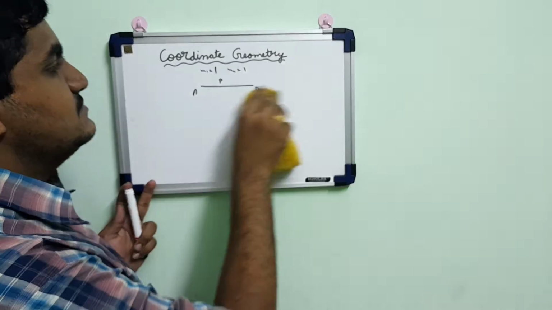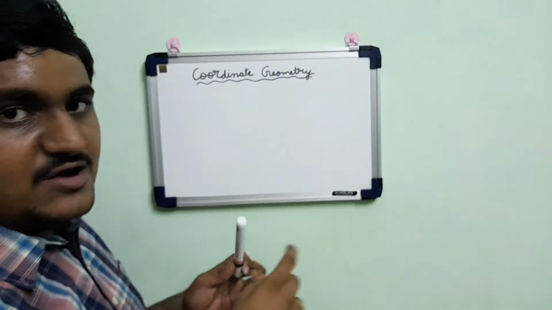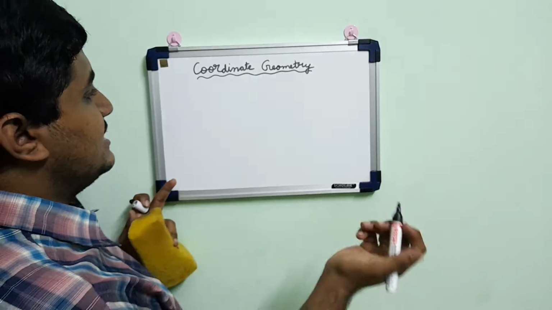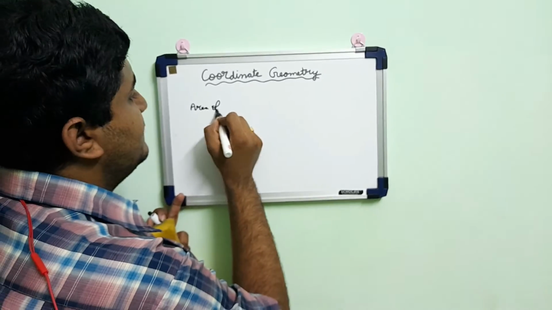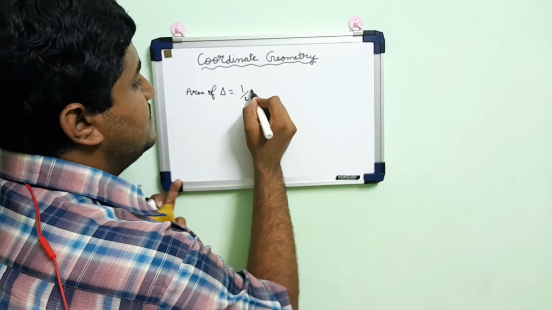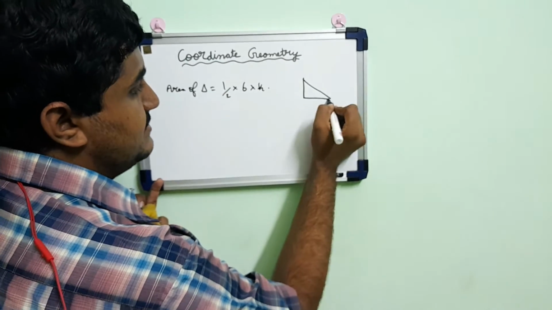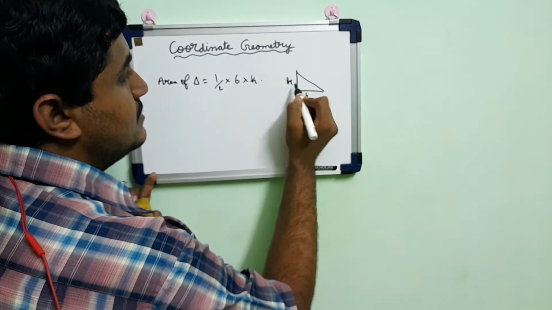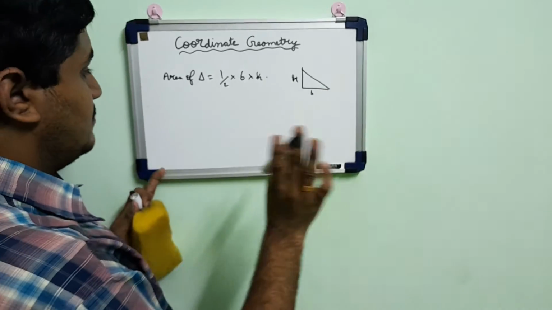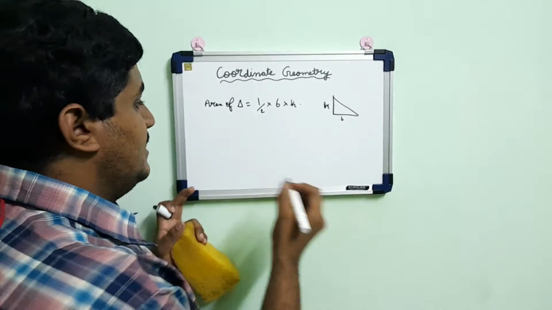Now we will go see the last topic, that's the area of a triangle. In the area of a triangle, we all know that it is equal to half into base into height. So now we draw a triangle. In this, this is the height and this is the base. So we all know that half into base into height gives the area of this triangle.